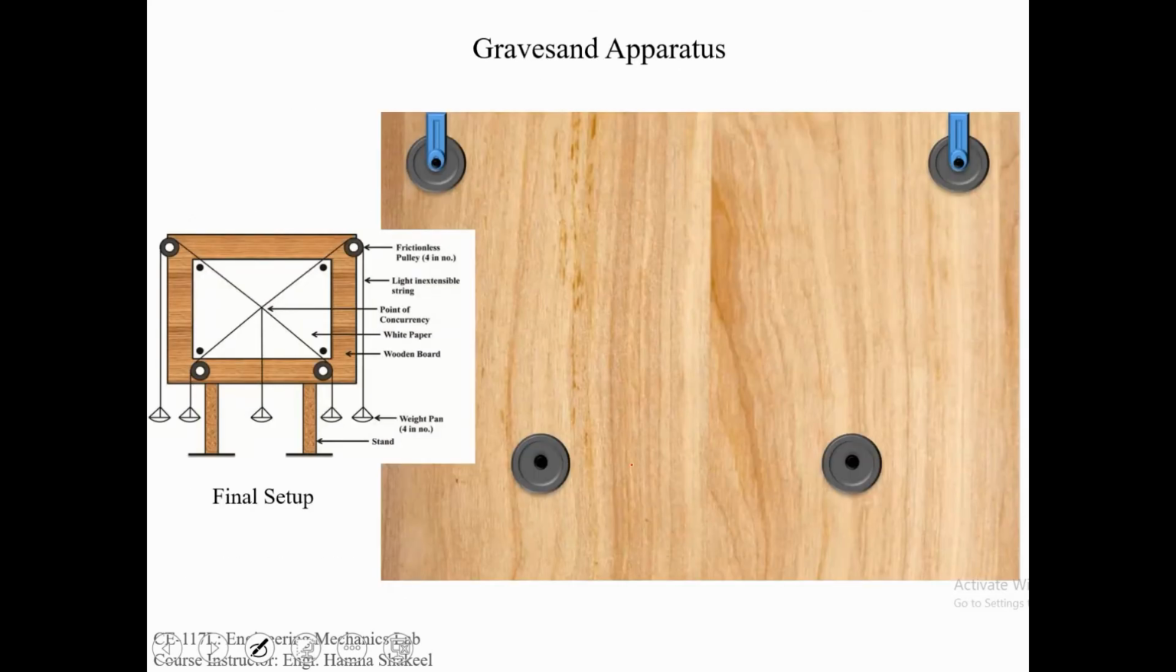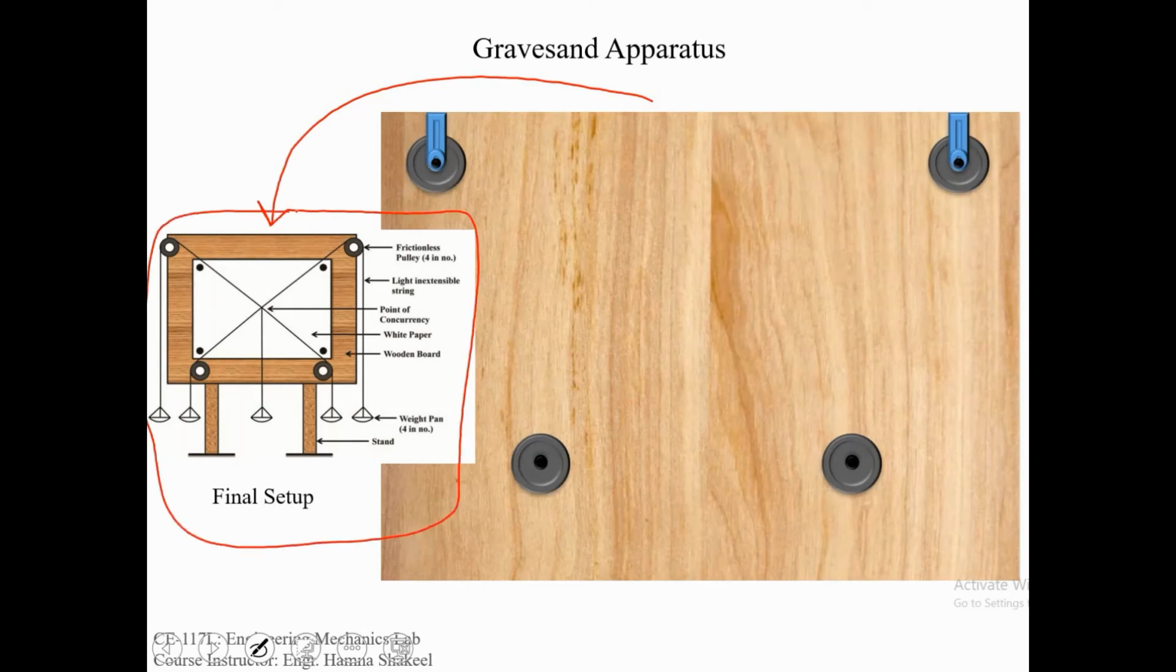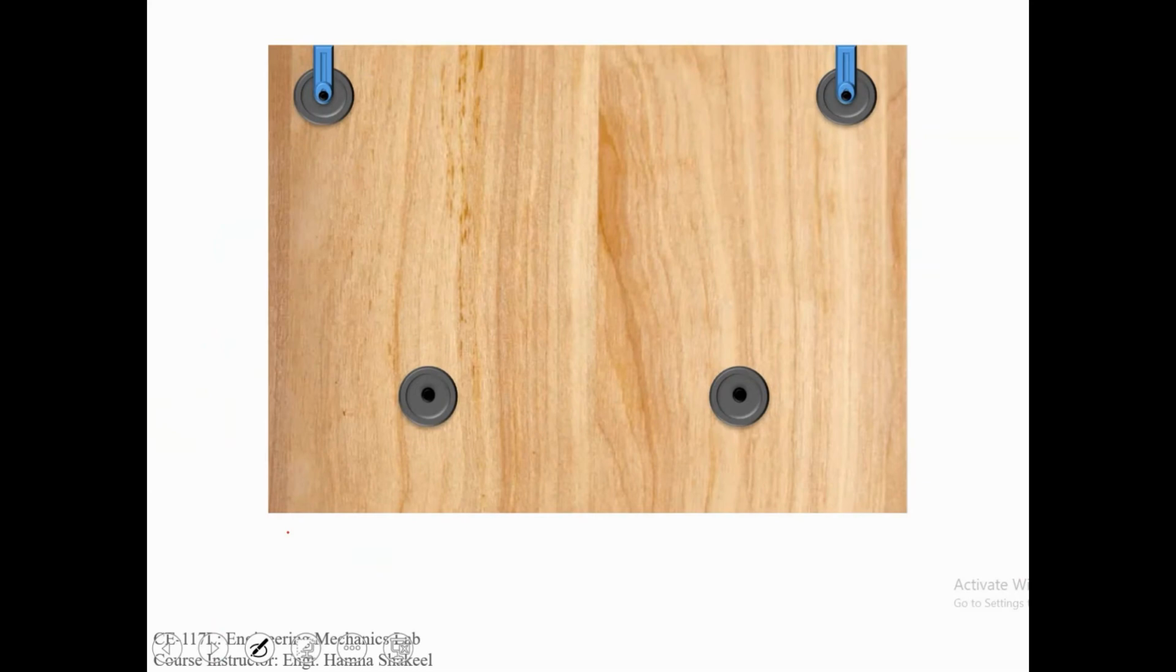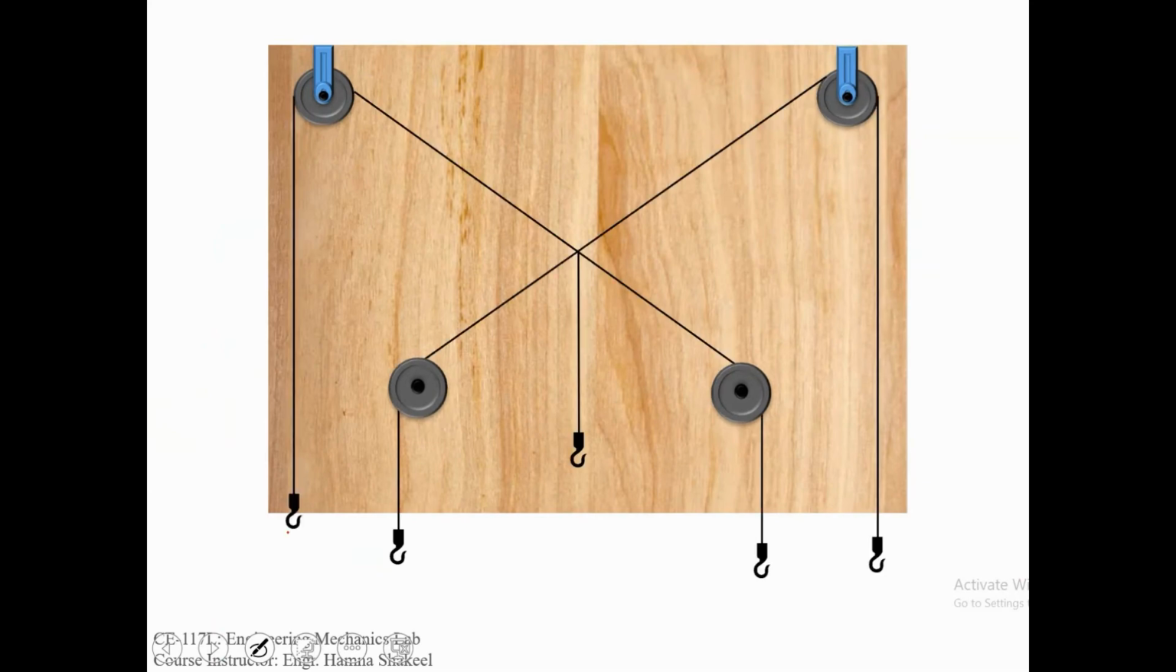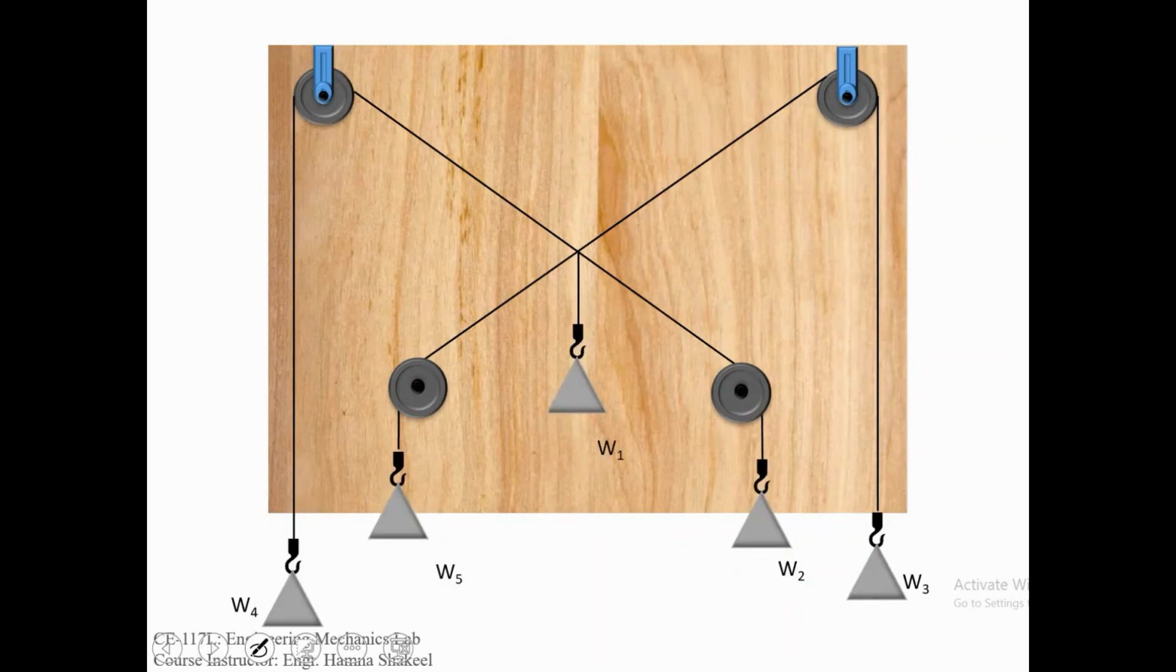Right. The first is you have to take your Gravesand apparatus having 4 frictionless pulleys and you have to make this arrangement. This is your final setup. So take your Gravesand apparatus and attach the cords as you can see on the screen. At the end of the cords you have to attach either hooks or weights or pans that are used to hold the weights. Then you have to attach weights at the end of the cords and you have to keep on adding and subtracting the weights till your system becomes balanced. Once everything is at rest, then you can move on.